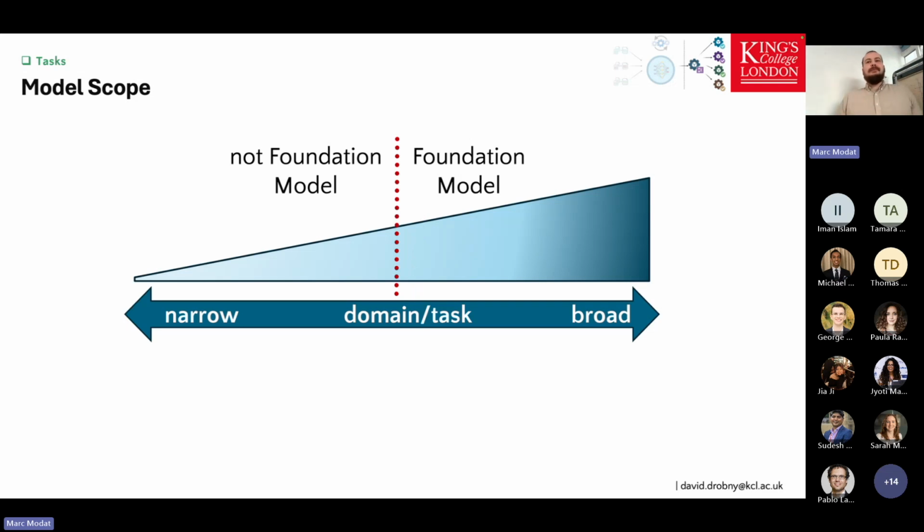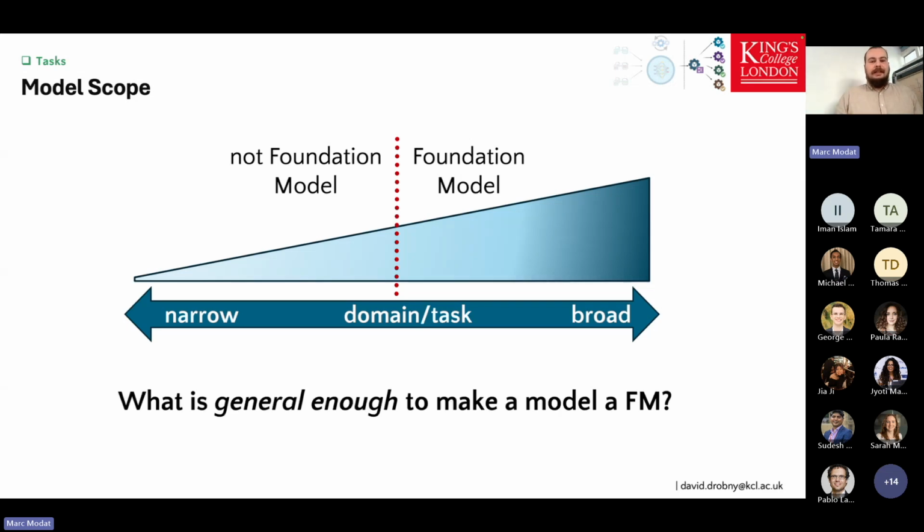What is a foundational model? What is not a foundational model? And that's probably one of the big questions that keeps coming up. Because if in doubt, just call your model a foundational model, and you might get a few more hits when people search your paper. But then, opinions might vary.